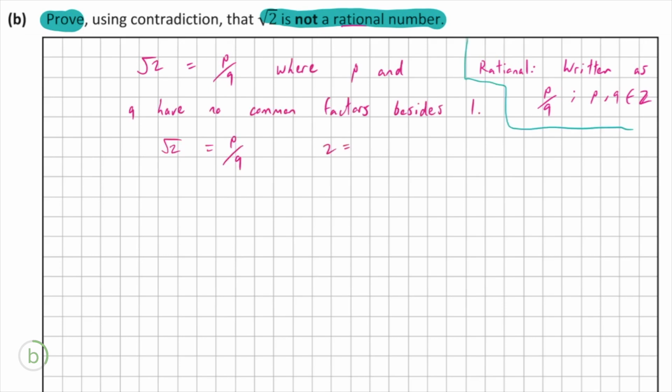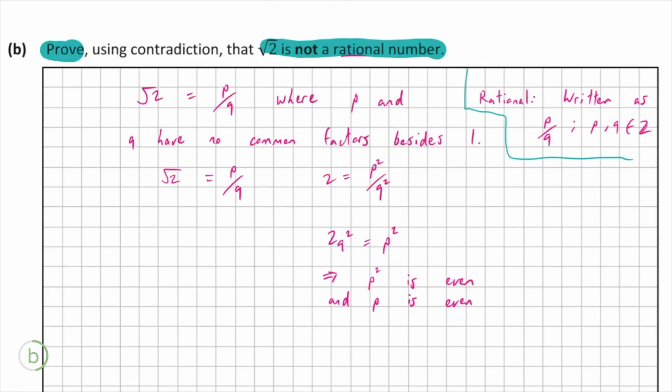So if root 2 is equal to p over q, that would mean that 2 is equal to p squared over q squared, because we're just going to square both sides. That would mean that 2q squared is equal to p squared, which means that p squared is even, because it can be written as something times 2, and then by extension p is even, because only an even number squared will give you an even number. So because p is even, we're going to write p as 2k, where k is some integer, which shouldn't be a problem because any number can be written as 2 times something else.